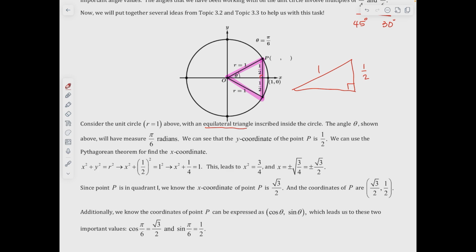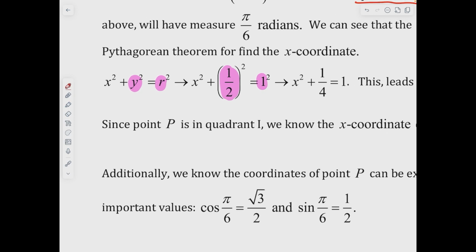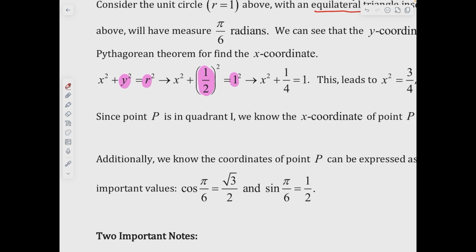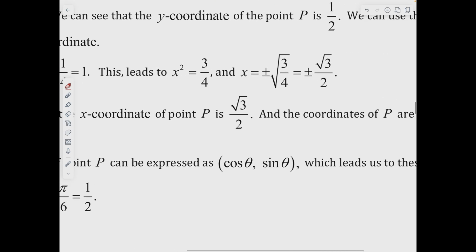Because this is a right triangle, we're going to use the Pythagorean theorem: a squared plus b squared equals c squared. What you'll notice here is that we replace the y with the 1/2, and we replace the radius with 1 because that's what we know. 1/2 times 1/2 is 1/4. If you subtract the 1/4 to the other side, you have x squared equals 3/4. To undo this, you take plus or minus the square root.